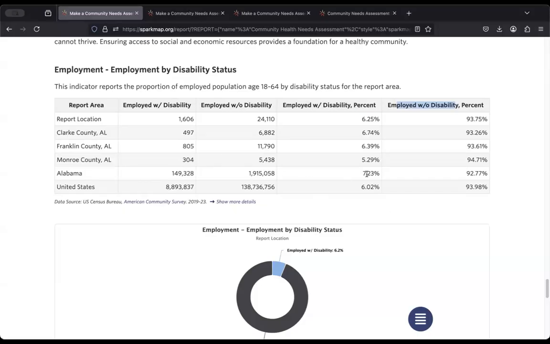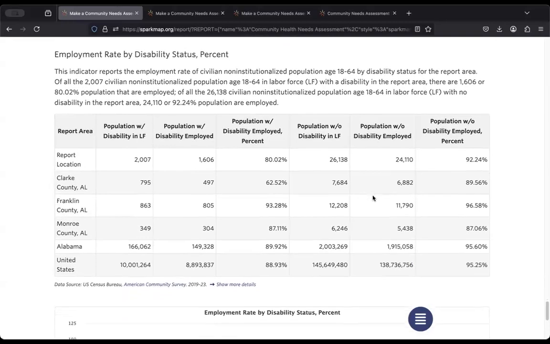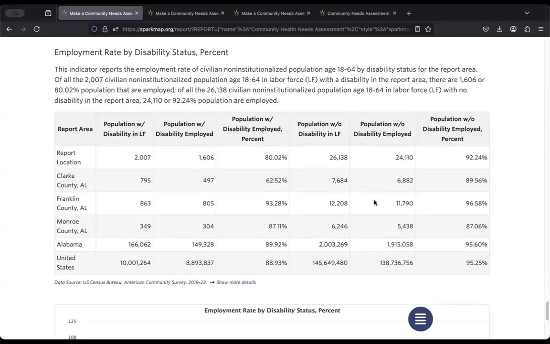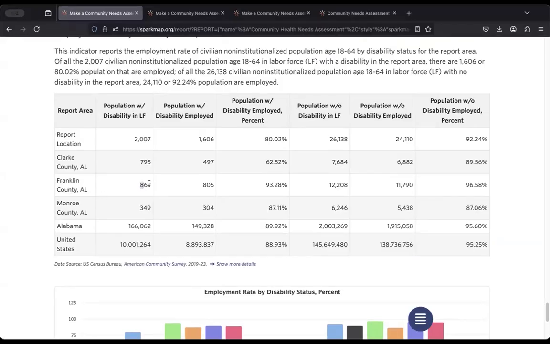So we can see again a little bit here that Monroe County is not quite doing as well as the other counties that we're looking at, and they're not quite doing as well compared to those state and national averages. And if we scroll down, we get a little bit more information about whether these folks are in the labor force, whether they're employed or not employed. We can see the number of people, like I said, in the labor force versus the number of people with a disability employed. And so those numbers are available.